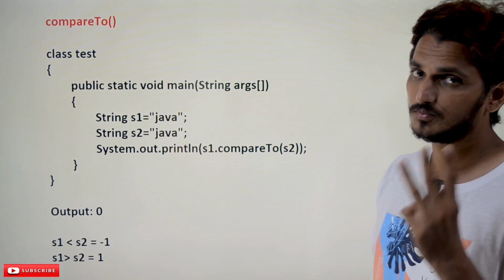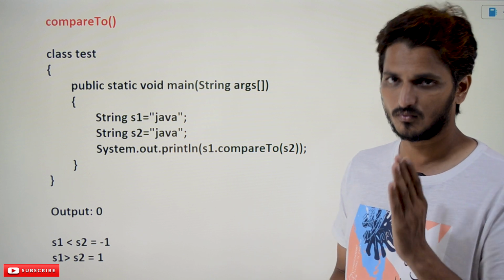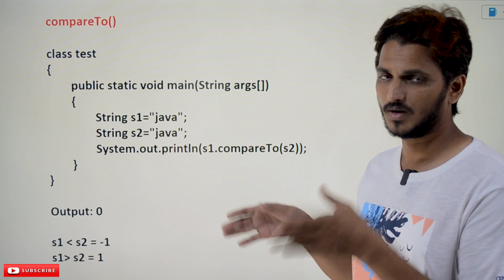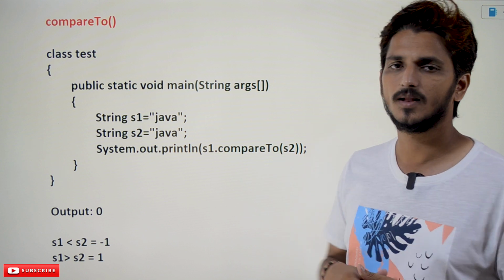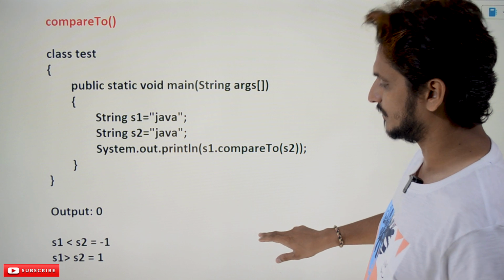So the three outputs you are going to get are 0, 1, -1. 0 means equal, 1 means s1 is greater, -1 means s1 is smaller. That's the output you are going to get using the compareTo method.